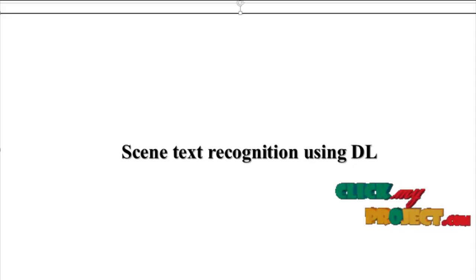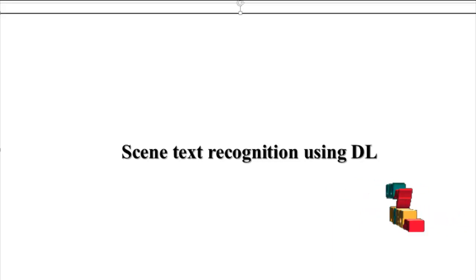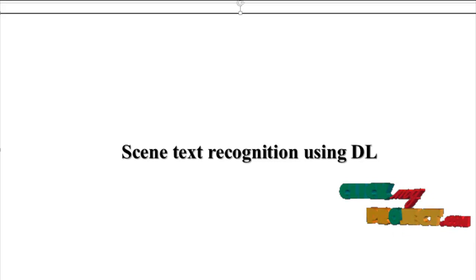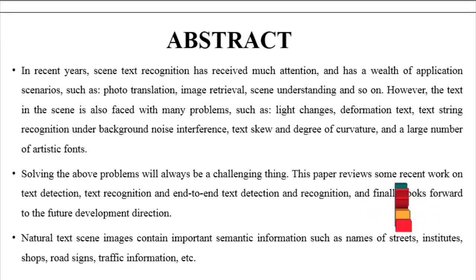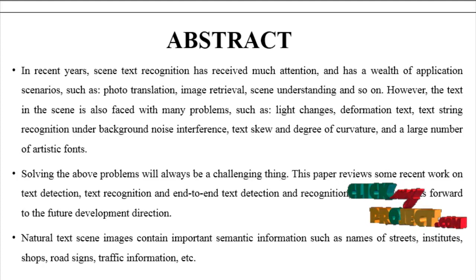We are going to discuss scene text recognition using deep learning. Then we are going to see the overview of our project. The main objective of our project is to recognize scene text by using deep learning, autoencoder, and OCR.